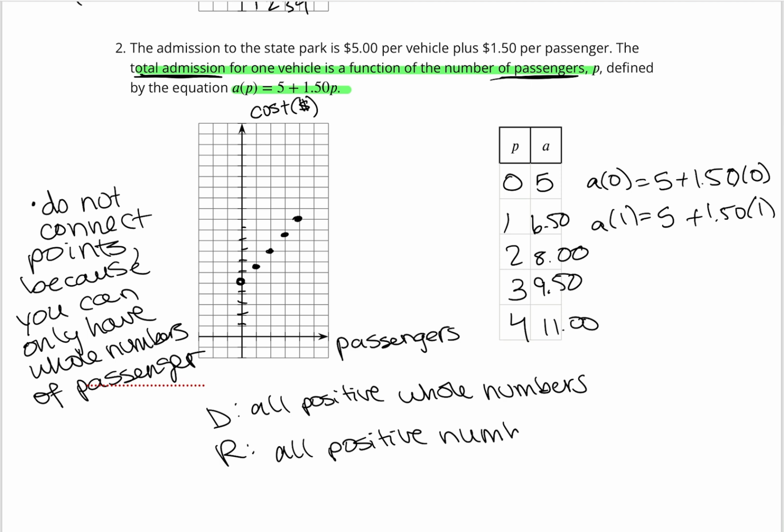And then for the cost, again, we're not going to have negative cost, so I would say all positive numbers greater than 5, since we did have a minimum of 5 there, right? Our minimum cost is $5. Greater than 5. And range, again, is about the output, the dependent variable, possible values for that. Domain is the possible input values, possible independent variable values.